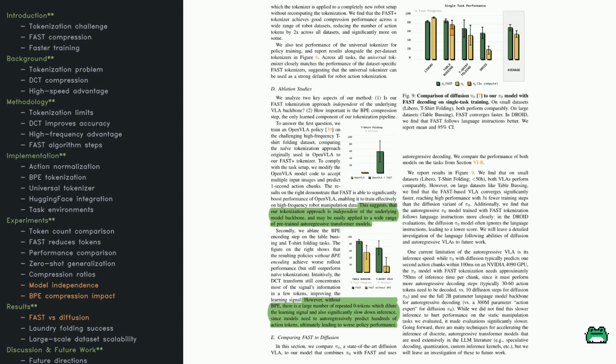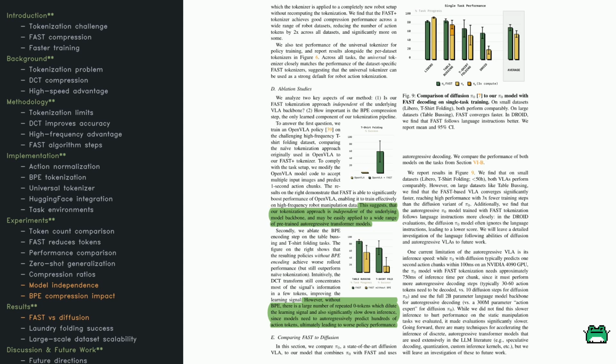Lastly, look at Figure 9. It pits FAST against Pi0, a diffusion model. On smaller datasets, like Libero and t-shirt folding, both do similarly well. But on bigger ones, like table bussing, FAST trains faster and reaches higher performance. In the DROID environment, FAST follows language prompts more closely.